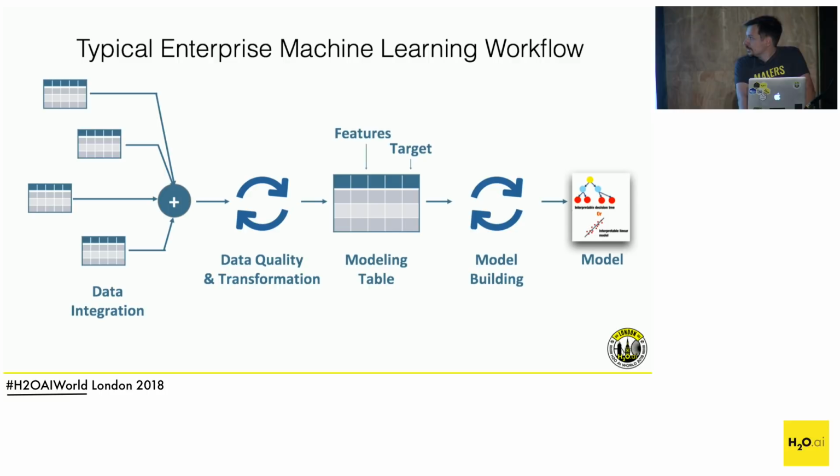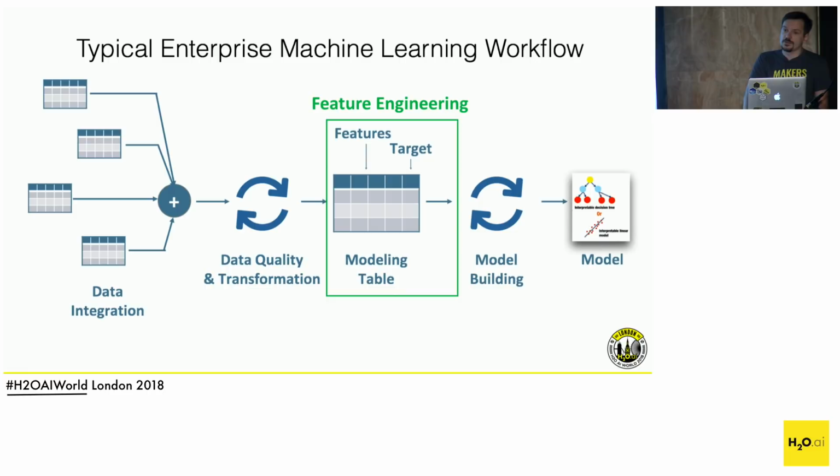Again, there are a bunch of steps you have to perform to build your machine learning data pipeline. Data integration, data quality and transformations are among the most important ones, but we're not going to talk about those steps. We're going to talk only about this small piece: when you already have your data in a tabular view, with your target and your features, now you have to transform your features in some way that a machine learning model can understand.